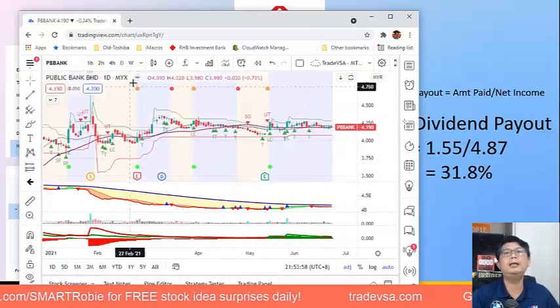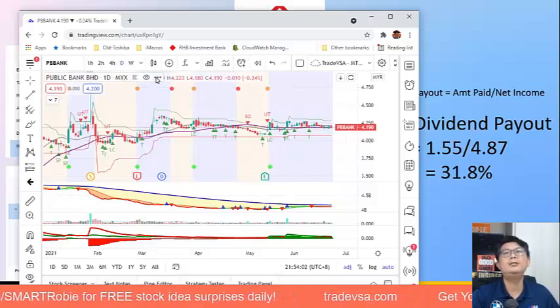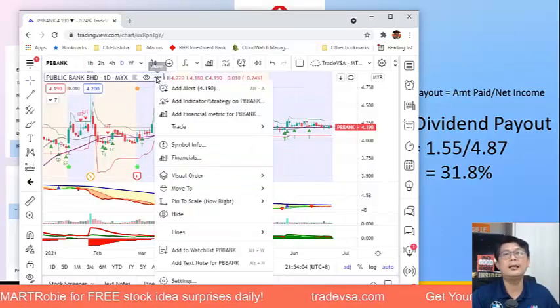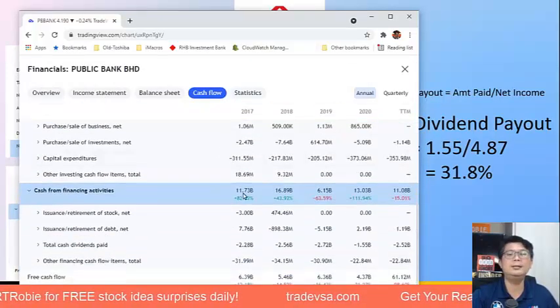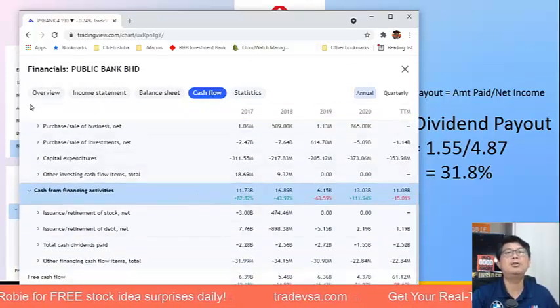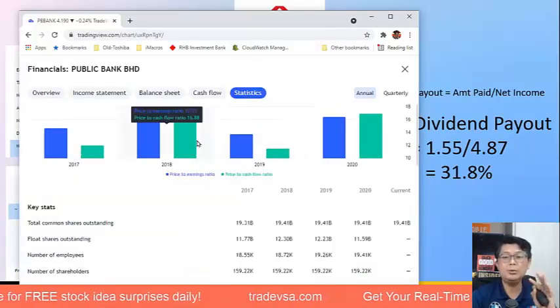So with TradingView, when you go on here, you see the market close, this one here, and you see the 3 dots. Click on that one and you go down to finance. That's it. All right, so this is the page where you get it. You've got cash flows, overview, income statement, balance sheet, and statistics, and it's absolutely free.